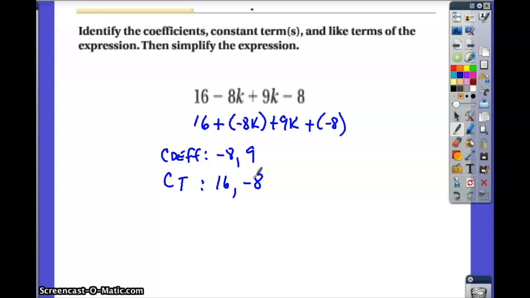Then we want to identify like terms. So our like terms are negative 8k and 9k. And then our constants, 16 and negative 8, are like terms. So from this problem we've identified, again, the first step is to make it an addition problem or a sum. Then identify the coefficient, the constant term, and the like terms.